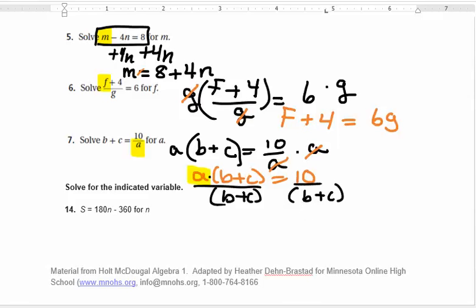That leaves me then with, let's cancel out what we can cancel. The b plus c's cancel because we divided by that whole quantity. So we're left with, on the left side, a equals, and then on the right side, we can't actually divide any of that. So we just rewrite 10 over b plus c.